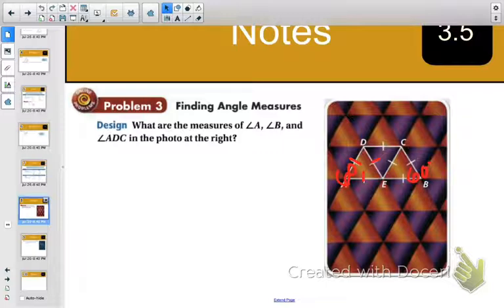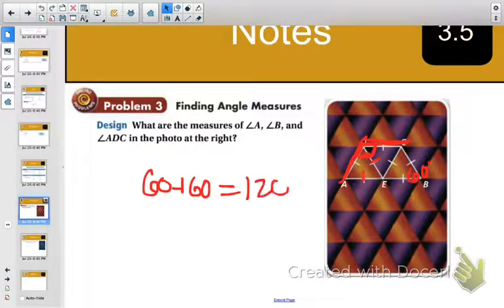ADC, though, is actually this whole angle here. So ADC is this angle combined with that angle. So it's actually 2 60-degree angles. So 60 plus 60 gives us 120 for angle ADC, because you're adding those two angles together. Okay, and that was just convenient because you have three equilateral triangles.